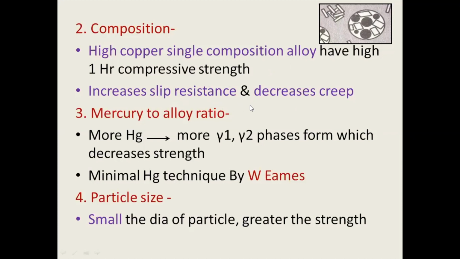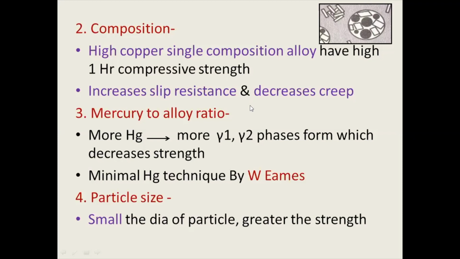So this is very important when you select the material, the choice of the material. Now the third factor is mercury to alloy ratio. If the mercury content in the amalgam when you are mixing is more, there will be formation of more gamma 1 phases, more gamma 2 phases, means all the phases keep forming continuously, because once the mercury is consumed in the formation of these, the formation of the phases stops.